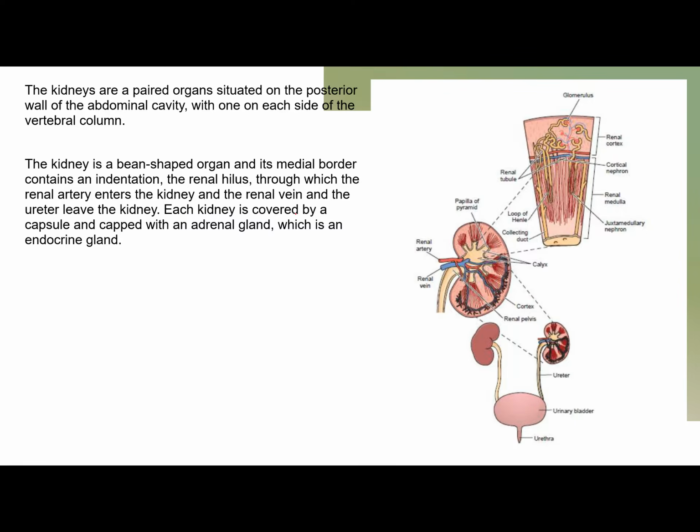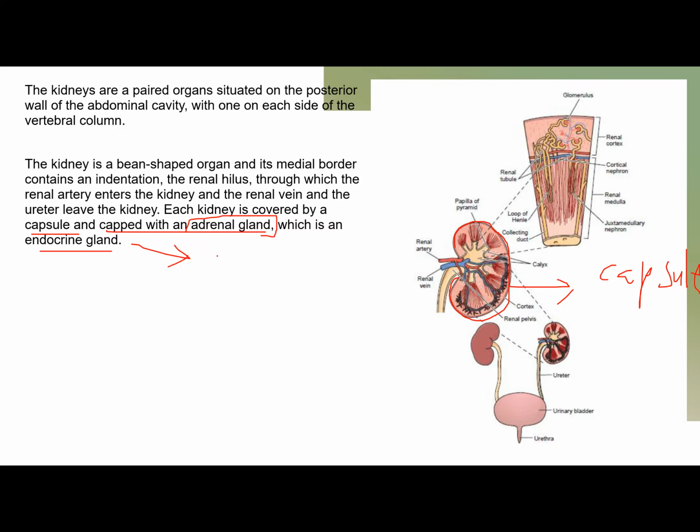Now each kidney, class, is covered by a capsule and capped with an adrenal gland, which is an endocrine gland. So your kidney, each kidney, class, has a layer known as the capsule. And it tends to have an adrenal gland, which is very important, class, because this adrenal gland is an endocrine gland.